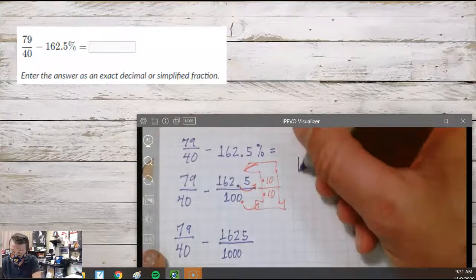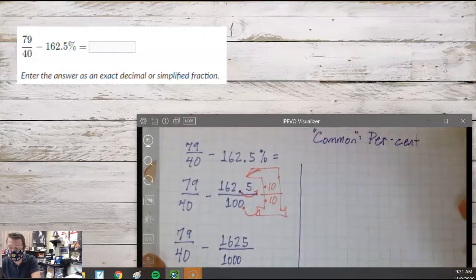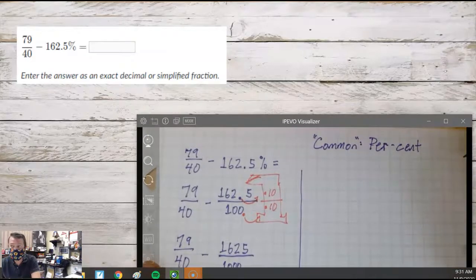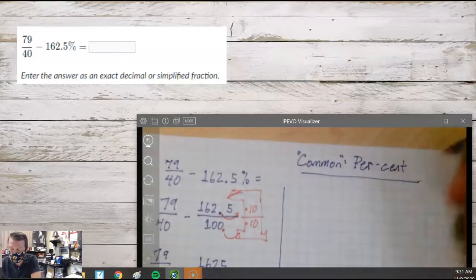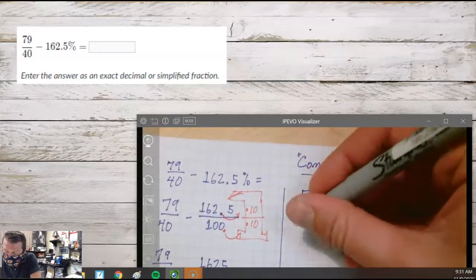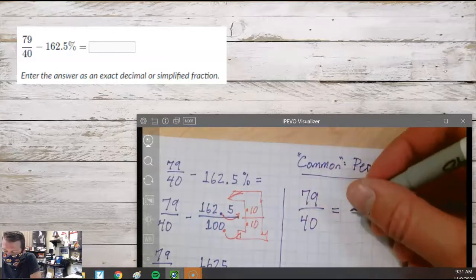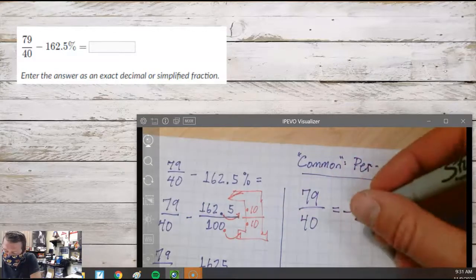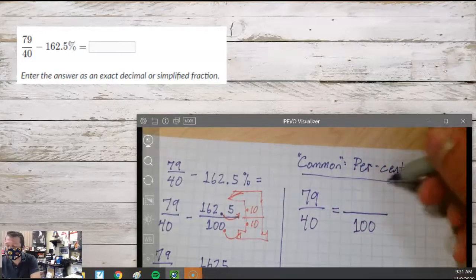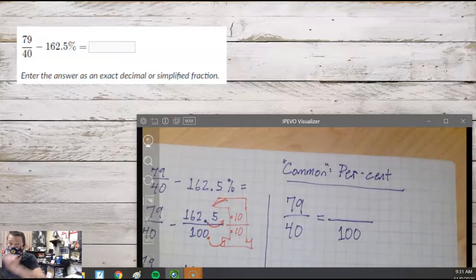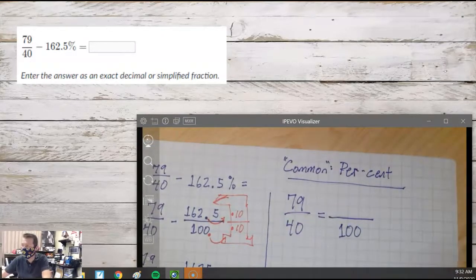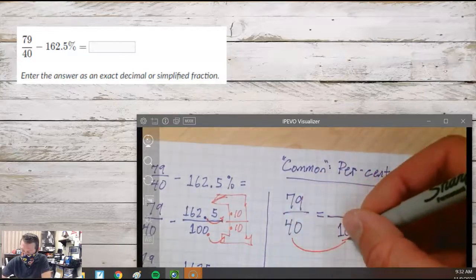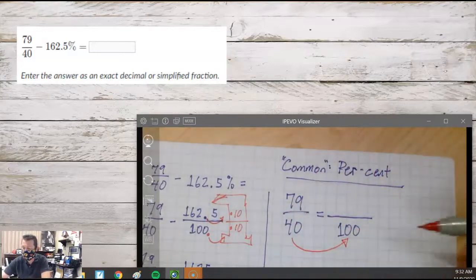I'm going to stop, come back up here, and actually solve this percent style. We're going to do both, but I want to show you percent style. What we would do is look at 79/40 and say, how can I get this over 100? Because percent wants to be, quote unquote, over 100. So what do I do to 40? Remember, we're not allowed to add or subtract. We can only multiply or divide. What do I do to 40 to get it into 100?